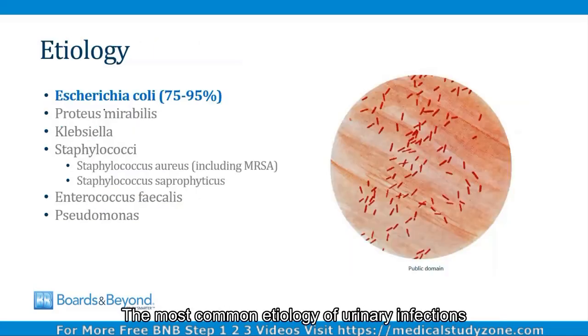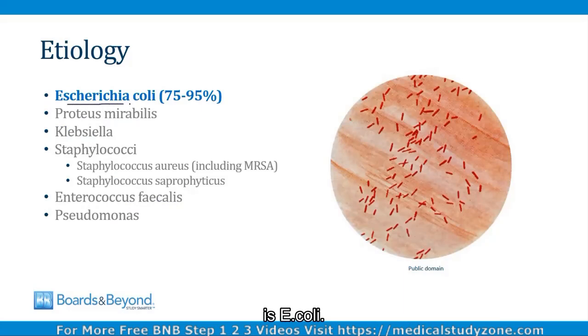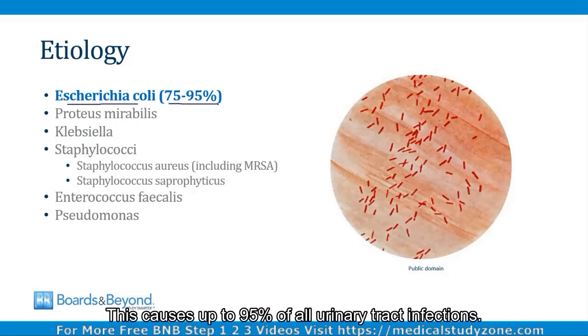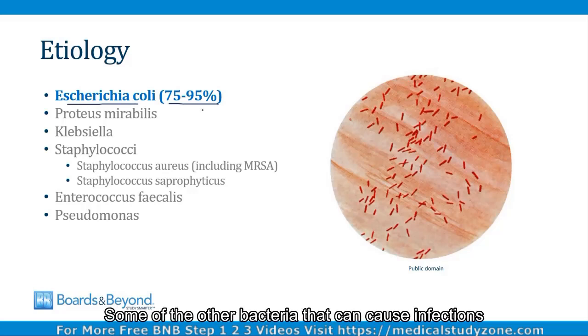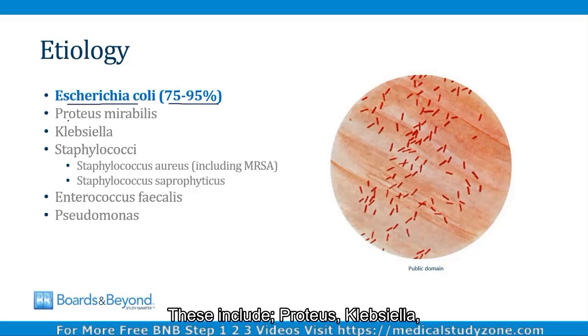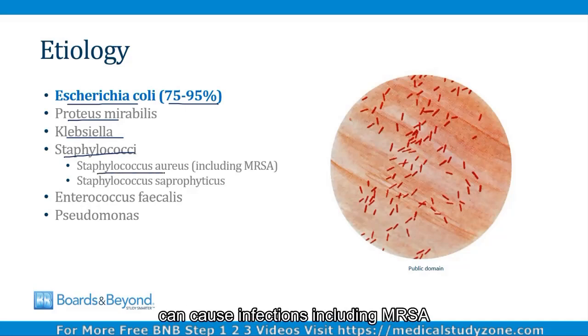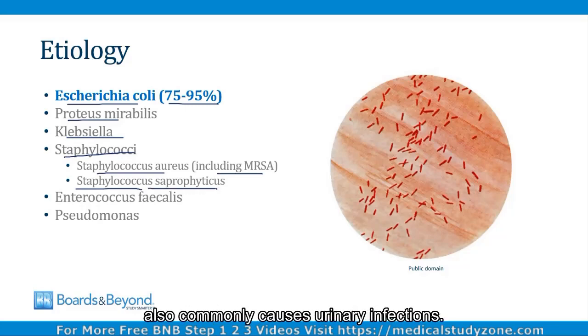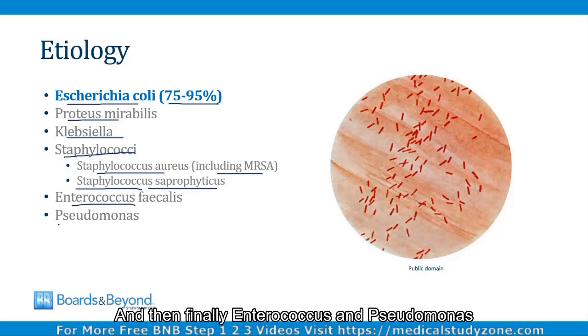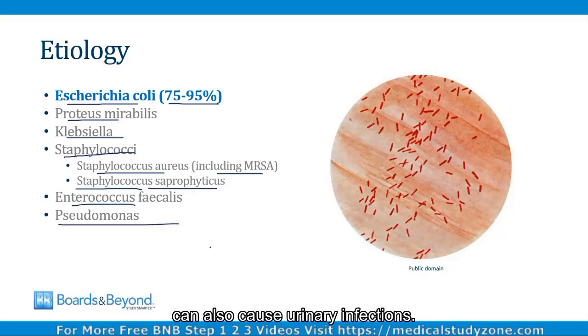The most common etiology of urinary infections is E. coli. This causes up to 95% of all urinary tract infections. Some of the other bacteria that can cause infections are listed on this slide. These include Proteus, Klebsiella, Staphylococcus. Staph aureus can cause infections, including MRSA, and then another variant of staph, Staphylococcus saprophyticus, also commonly causes urinary infections. And then finally, Enterococcus and Pseudomonas can also cause urinary infections.